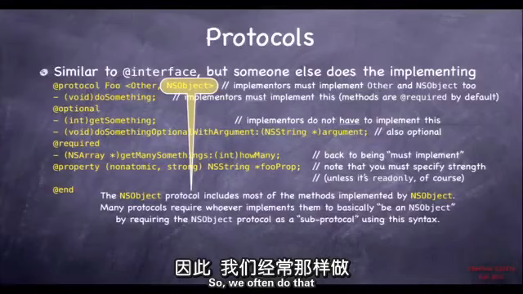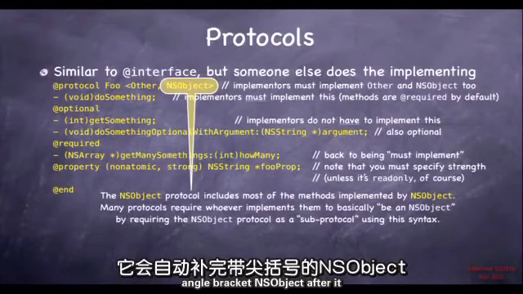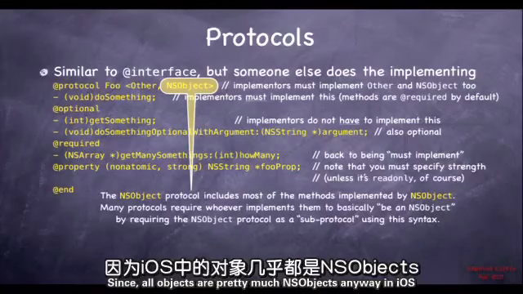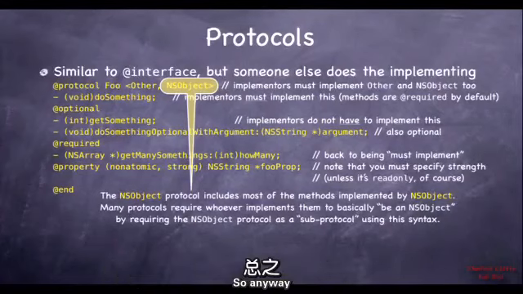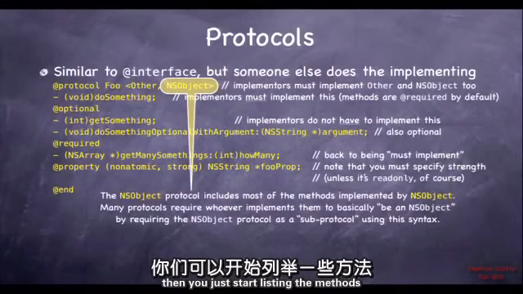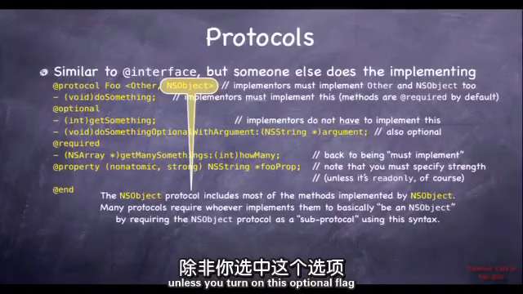So we often do that. I think in Xcode, if you start typing @protocol, it's going to automatically put angle bracket NSObject after it. Since all objects are pretty much NSObjects anyway in iOS, that's really not a problem. It's kind of a good thing. So anyway, then you just start listing the methods. All the methods are required unless you turn on this optional flag.